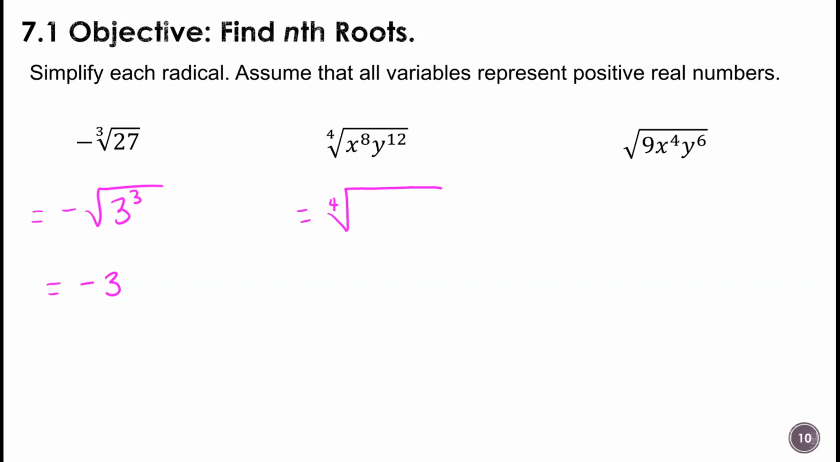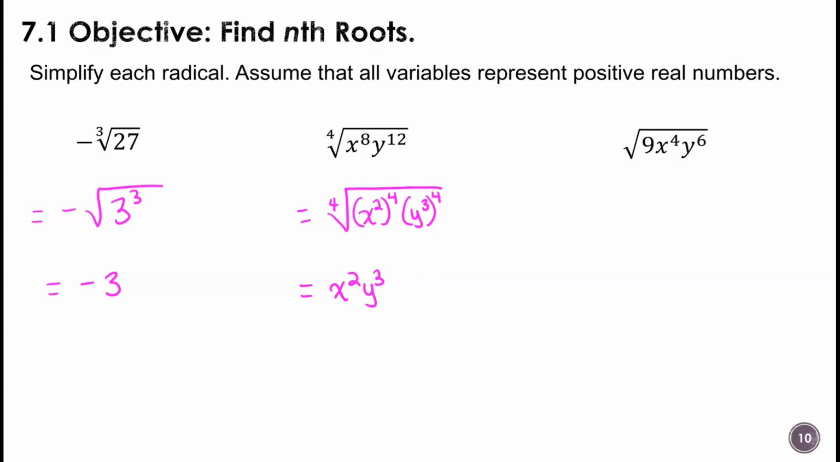This one is a fourth root, so it's going to be x squared to the fourth power. Remember, I need that exponent on the outside of the parentheses to be equal to the index. And this will be y cubed to the fourth power. So my root is x squared times y to the third.